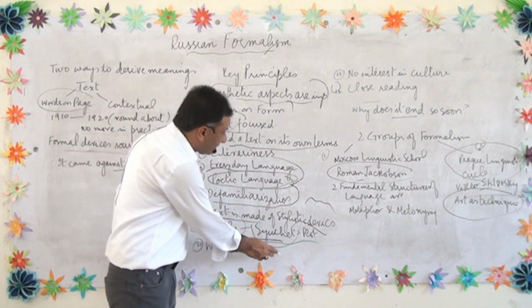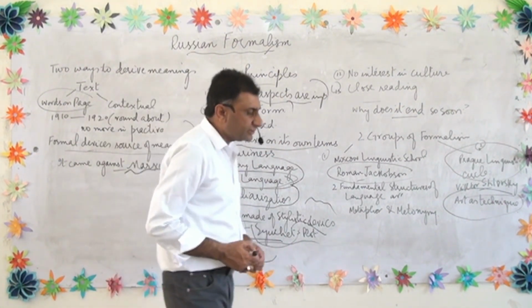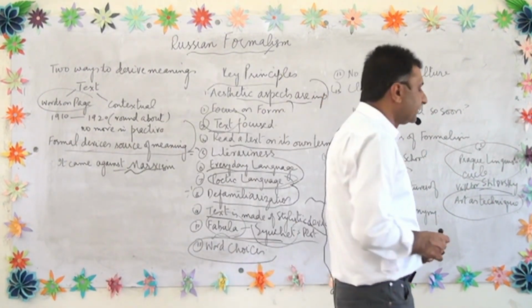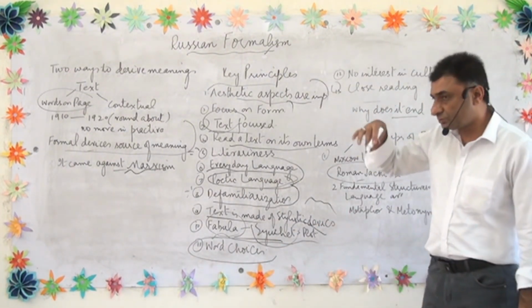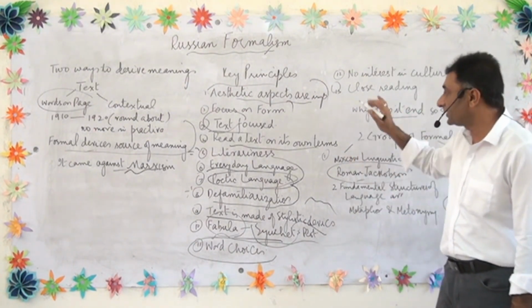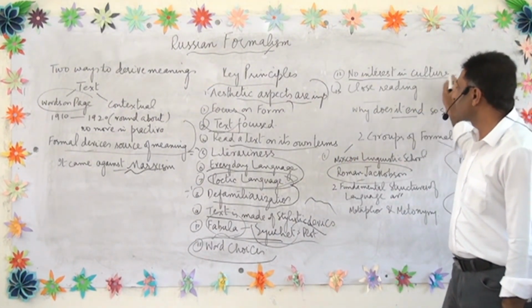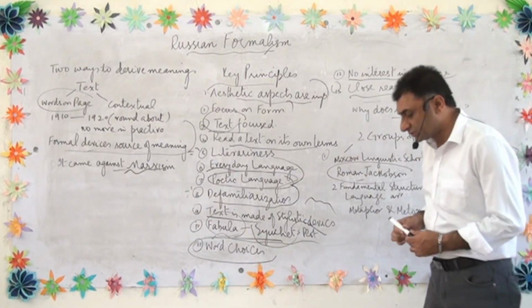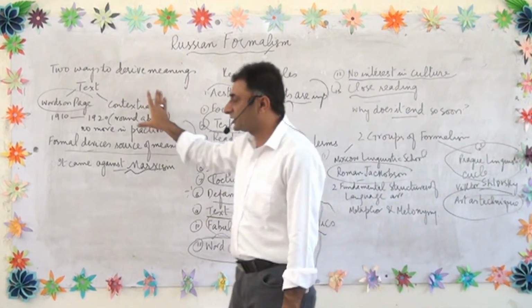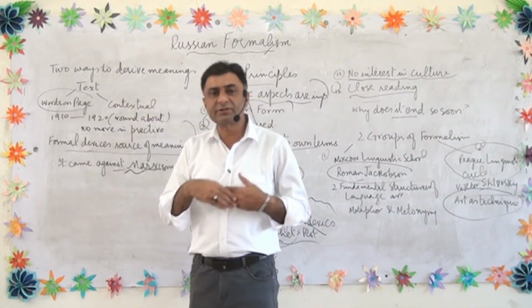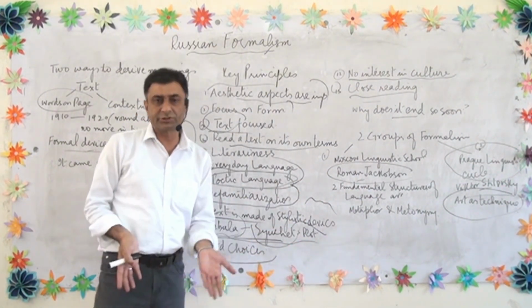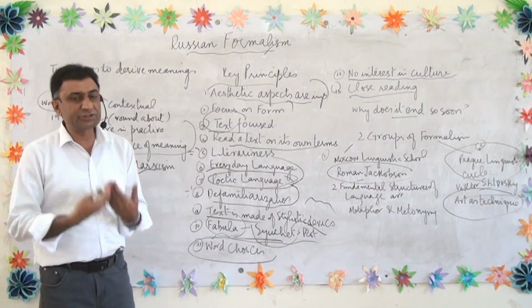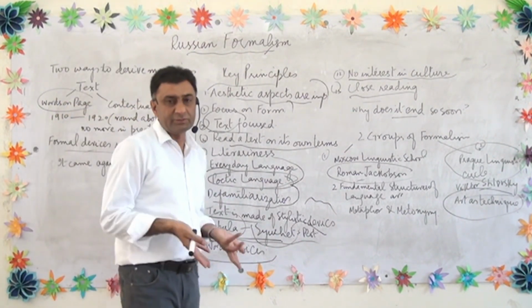Then there is word choice. Word choice means what type of words are used by the writer, so that it may be analyzed by these Russian formalists. Then there is no interest in culture. No interest in culture means that again it is against contextual meanings. Whatever the type of culture in which that drama, novel, short story or poetry is written, that's not important. Culture is negated. Culture is not given any importance.